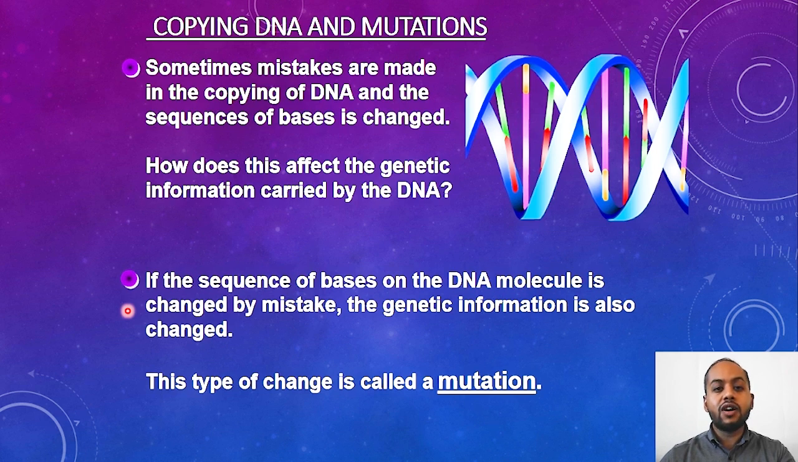So therefore, it follows that if you are going to have a mistake occurring and you are going to have a mutation, then the DNA code will be a different DNA code. And if you have a different DNA code that's been provided for the process of protein synthesis, then you are going to have a different protein that could possibly be formed. And this type of change is going to be referred to as a mutation.